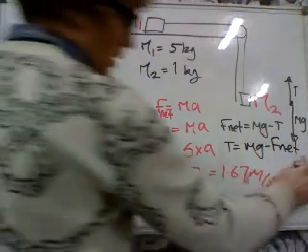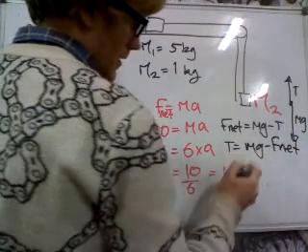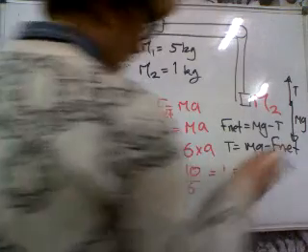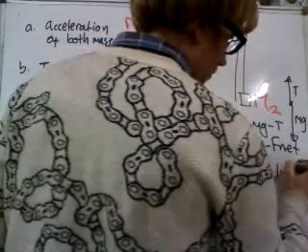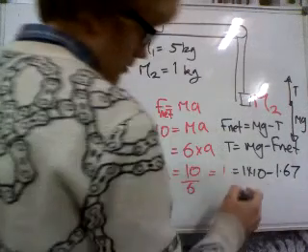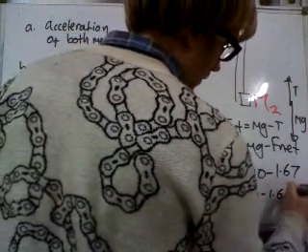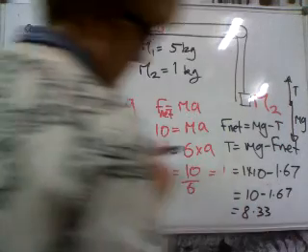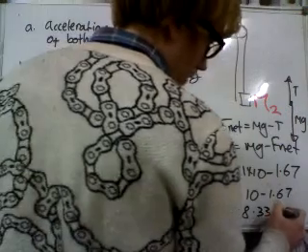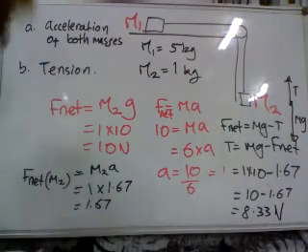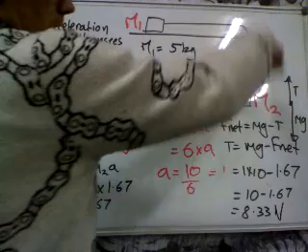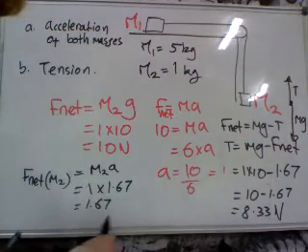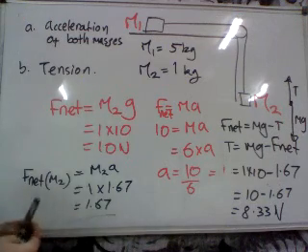Okay, and that is equal to 1 times 10, that's the force of gravity on this, minus the net force, which is 1.67. So we just end up with 10 minus 1.67 equals 8.33 newtons. So that's the tension in the string. This mass has 10 newtons pulling it down, 8.33 newtons of tension pulling it back up, and those two combine to make the net force of 1.67 newtons right there.